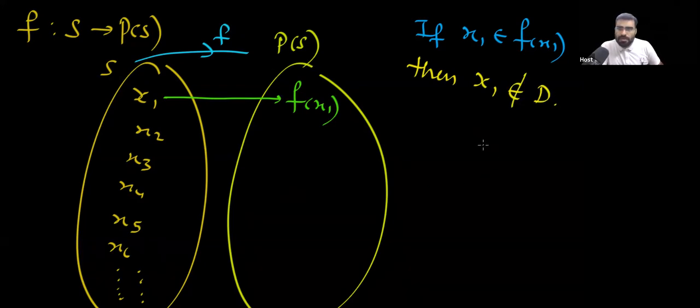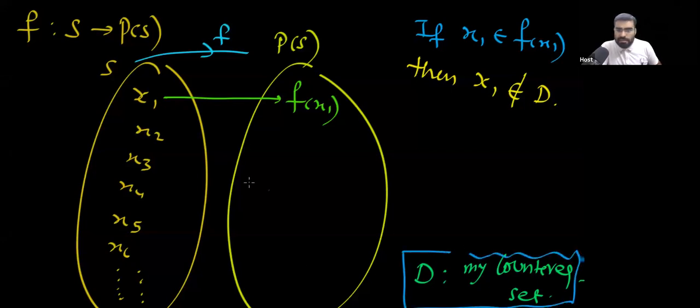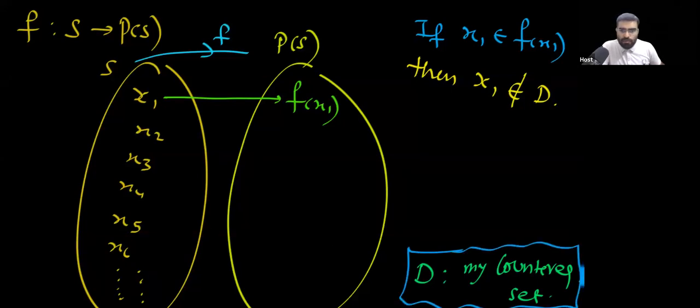What is D? This is my counterexample set. Is this clear? Agree with me? I'm creating a set. This is my diagonalization proof set, or I can say counterexample proof set, because I am creating it in the diagonalization proof. So I can call it the diagonal proof set or diagonal set. I am creating a diagonal set.